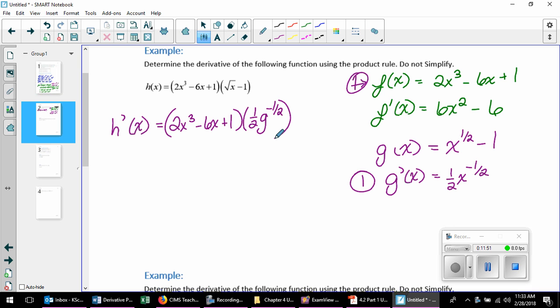Oh, and I so did not leave myself enough room. Plus, and this is going to be my second set. What's left over? So plus 6x squared minus 6 times x to the 1/2 minus 1. Am I done? I would do this like that.